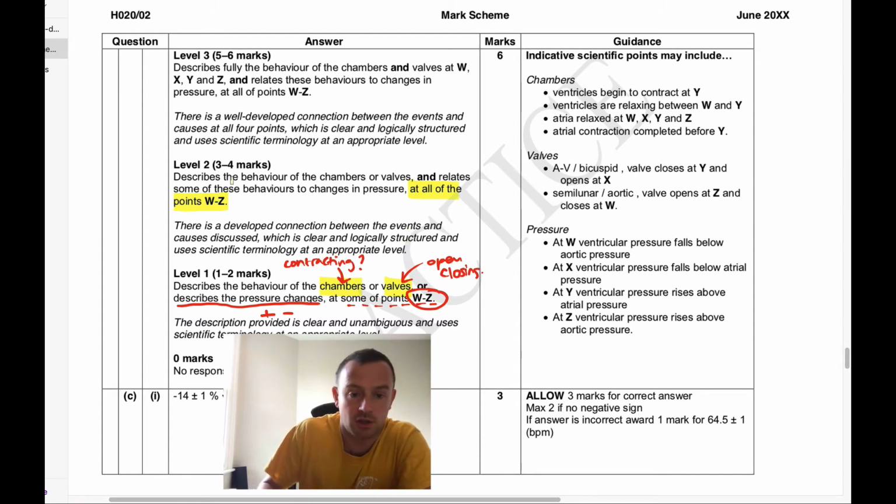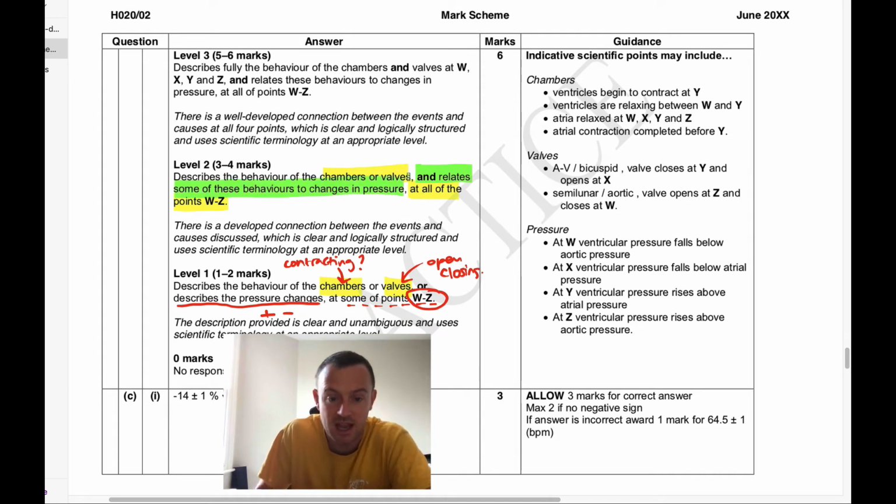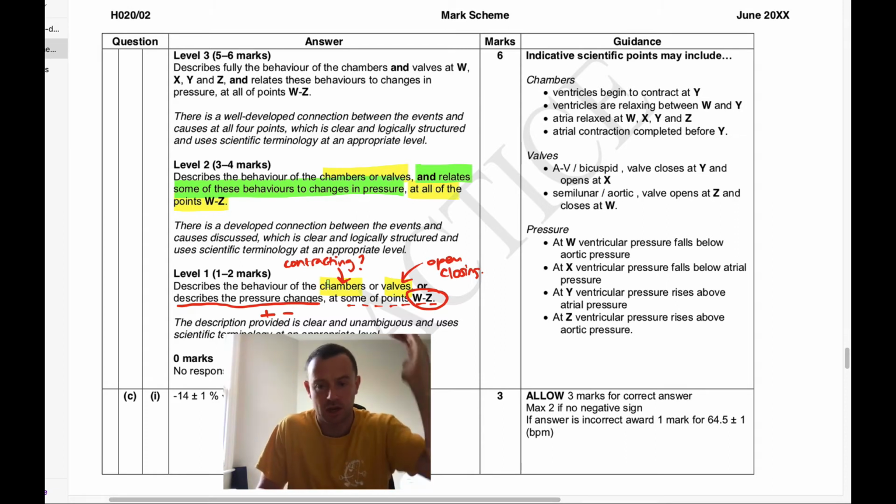Then again, what else do you have to do for 3 or 4 marks? You have to talk about the chambers or the valves, and this is an extra bit now, and relate some of these behaviors to changes in pressure. So you have to say how the pressure causes the valves to open or close. Whereas before, you're just sort of saying the pressure's going up, and it doesn't really relate it.